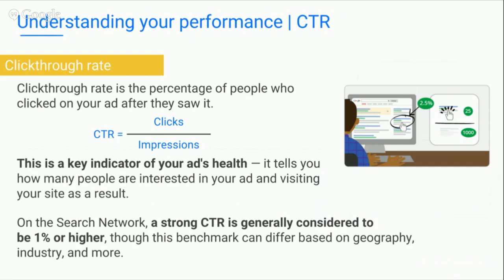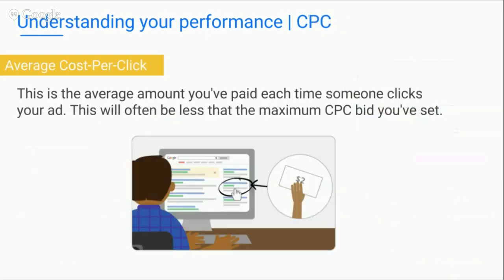So this is really understanding what is your click-through rate, and it's a key indicator of your ad's health. So we generally like to set a benchmark of 1% or higher. So be sure to keep a close eye on that click-through rate. It's generally a good indicator of what we can expect for your conversion rate and just also your number of conversions. So you can see that in the CTR column.